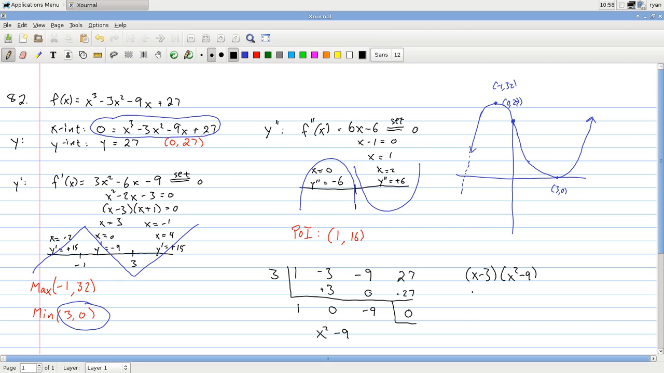And we can factor this further. This is a difference of squares. We can factor this as x minus 3 times x plus 3. So x equals 3 was our first intercept. X equals negative 3 will be the second intercept. So over here at negative 3, 0 is the other x-intercept. Now we have our complete graph. We've got our intercepts, our max, our min, our point of inflection, and that's our graph.